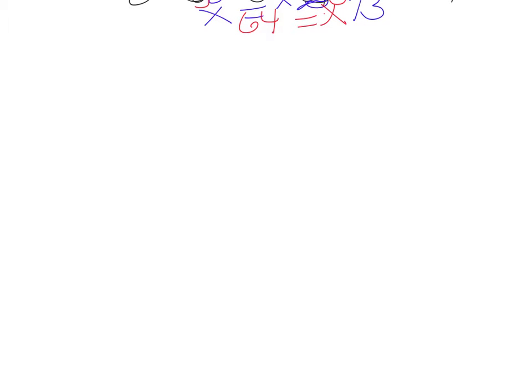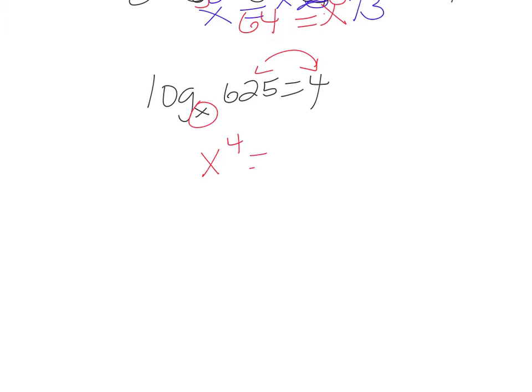And number 10, log base x of 625 is equal to 4. So base is x, so it's x, these two switch, to the 4th power equals 625. To get rid of the exponent, you could either take the 4th root of both sides or multiply the exponent by its reciprocal, which is 1/4. Raise 625 to the 1/4 power, so that we get x is equal to 5.